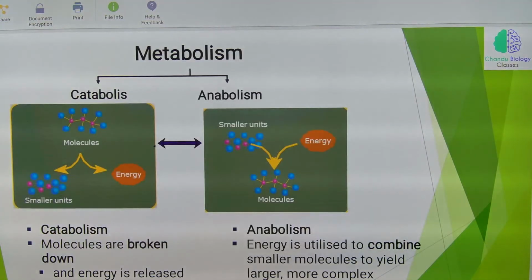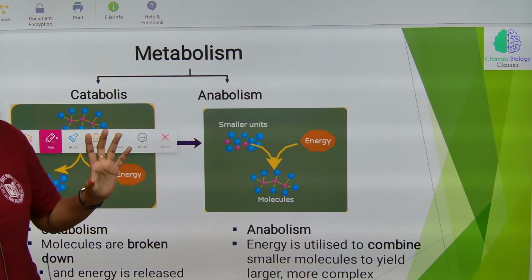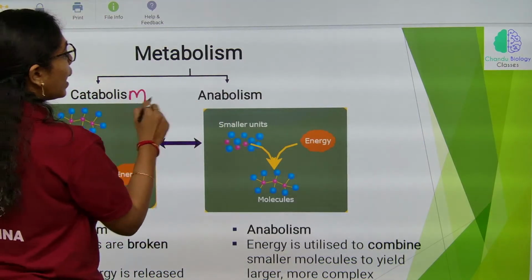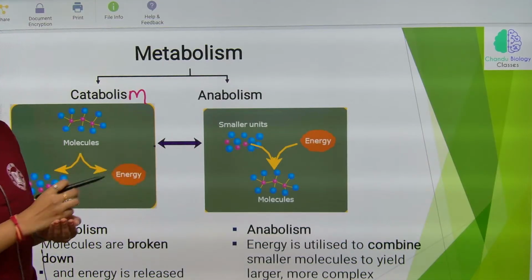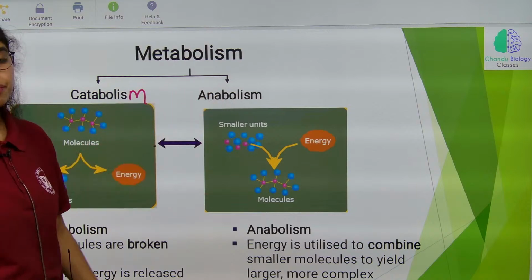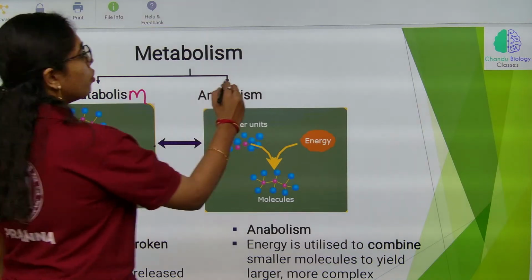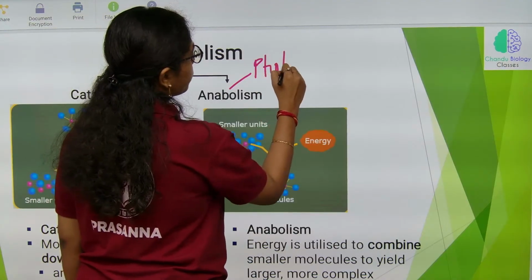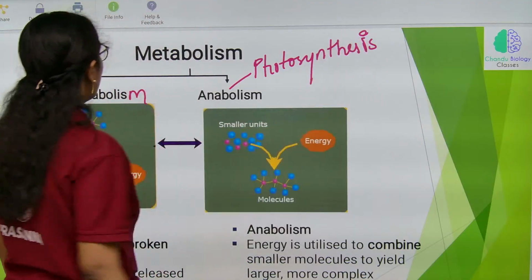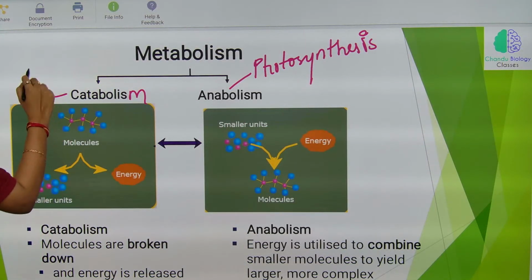Now metabolism. Metabolism happens in each and every cell of the living being. What is metabolism? Metabolism is nothing but catabolism and anabolism. Anabolism is the synthesis of complex molecules. Catabolism is the breakdown of complex molecules into simpler ones. One of the best examples that we can give for anabolism is the photosynthesis process. The best example we can give for catabolism is respiration.